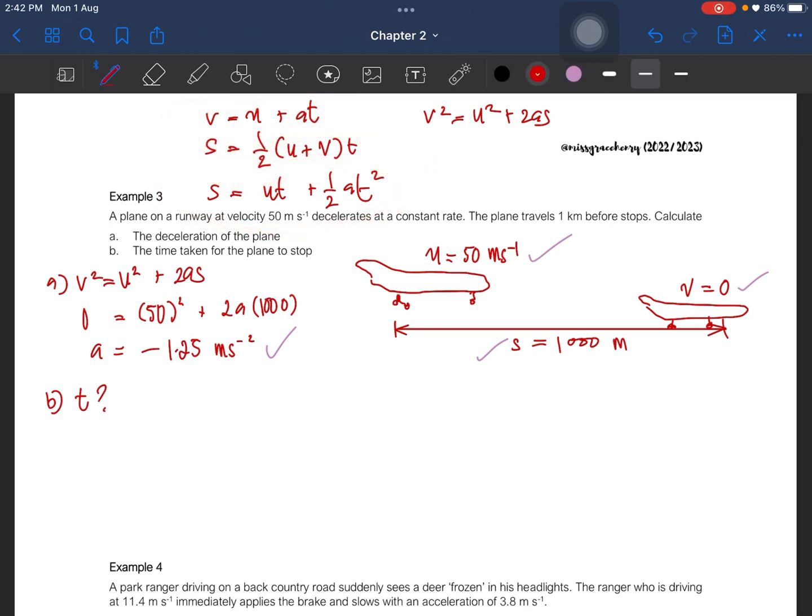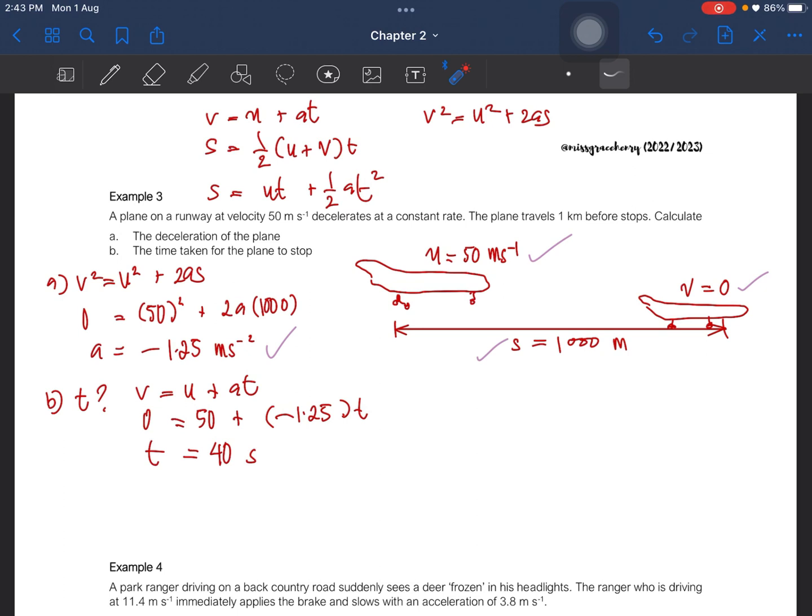So we can just directly use v equals u plus at. Okay, so this is 0, equals 50 plus negative 1.25 t. So t is then equal to 40 seconds. Okay, so you can either use this ataupun the equation yang ini lah. Ini pun boleh je. Yeah, itu pun boleh. Alright, so that is example number 3.